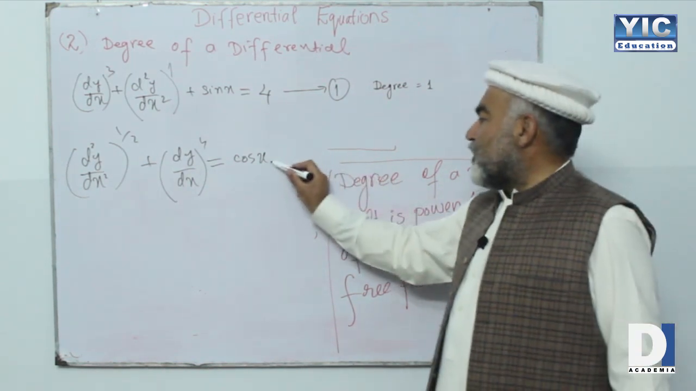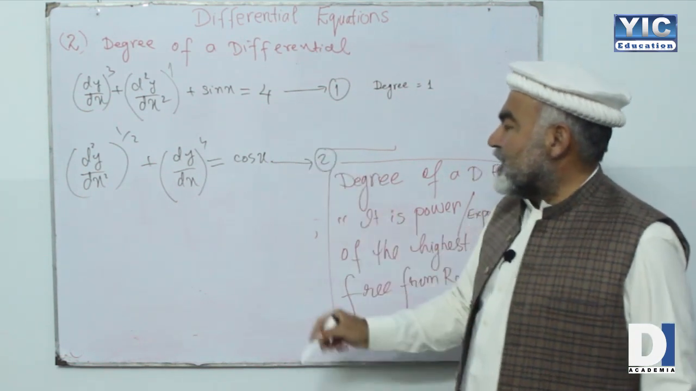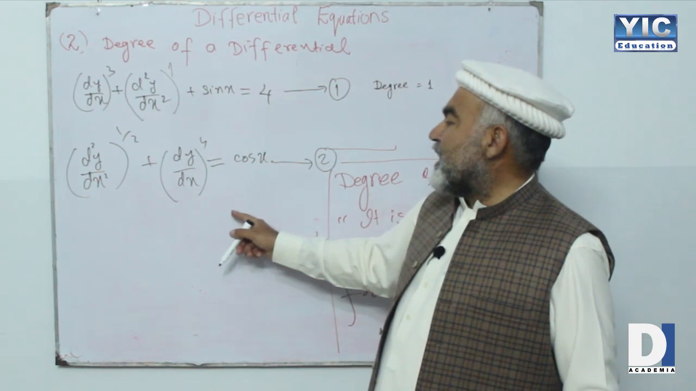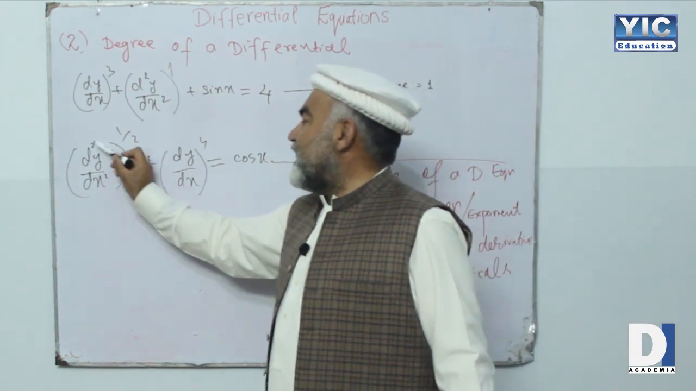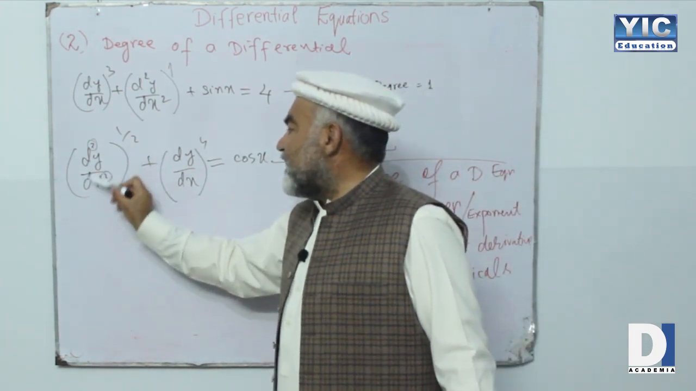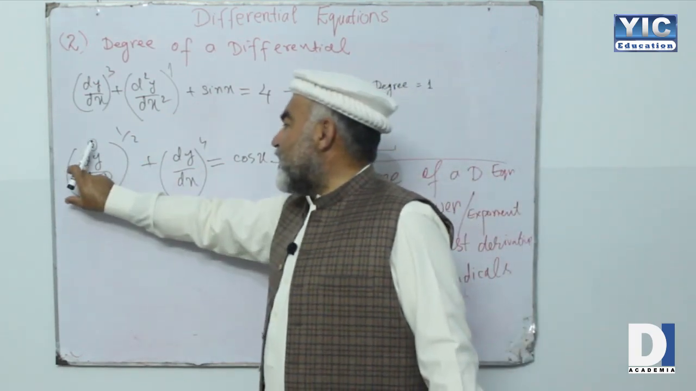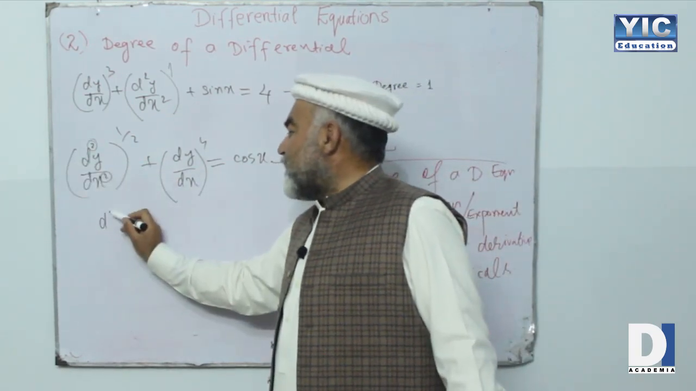Just as I defined it, degree of a differential equation is the power or exponent of the highest derivative. Okay, so now in this equation search for the highest derivative. Here the highest derivative is again this one, the second order. So now what is the exponent?